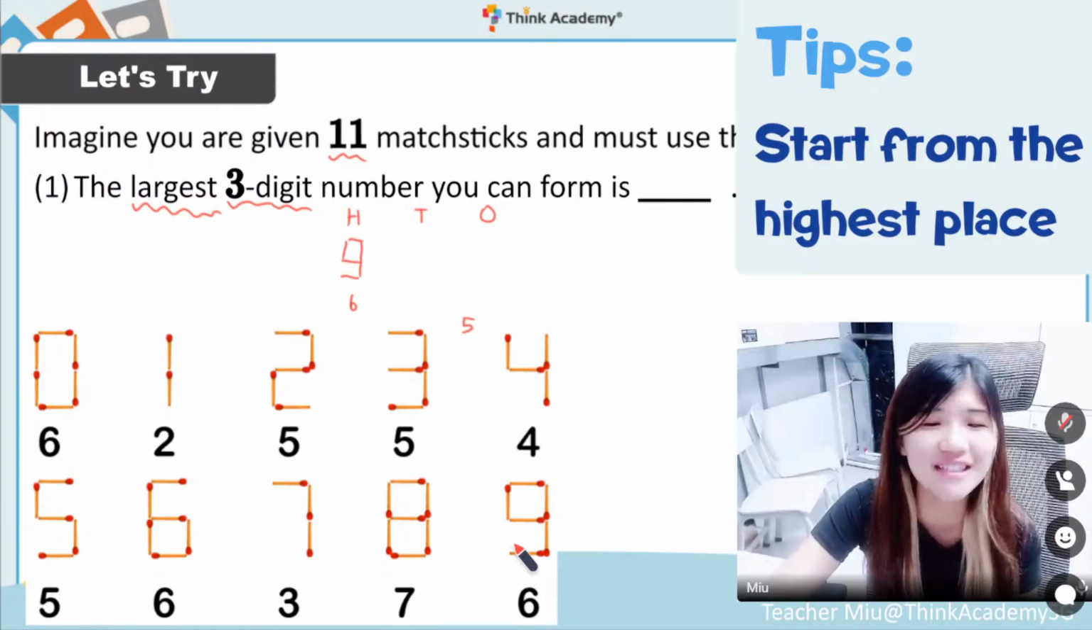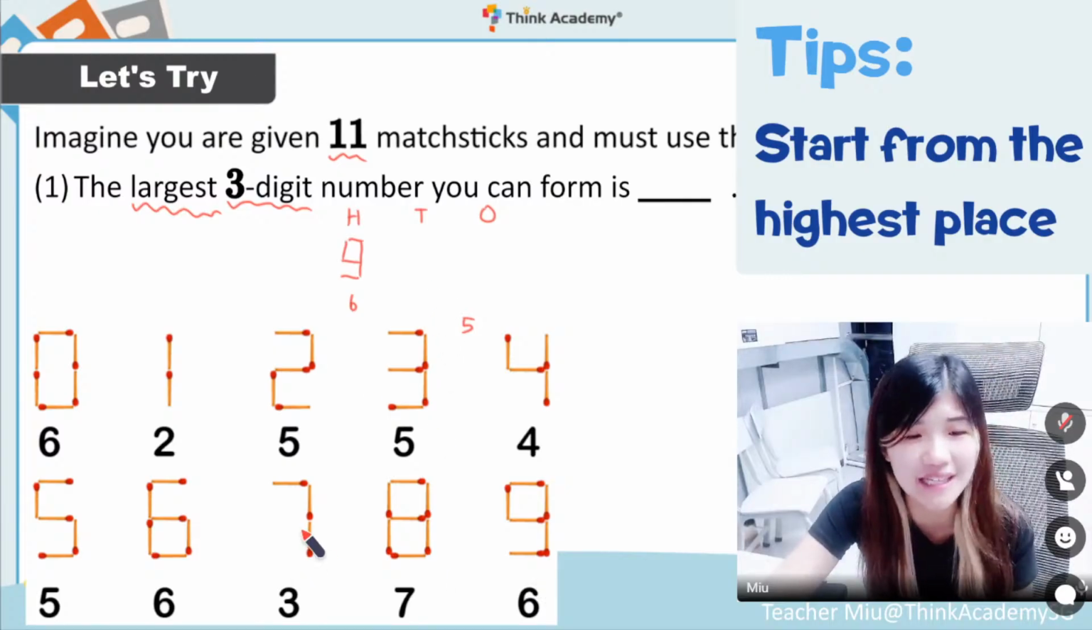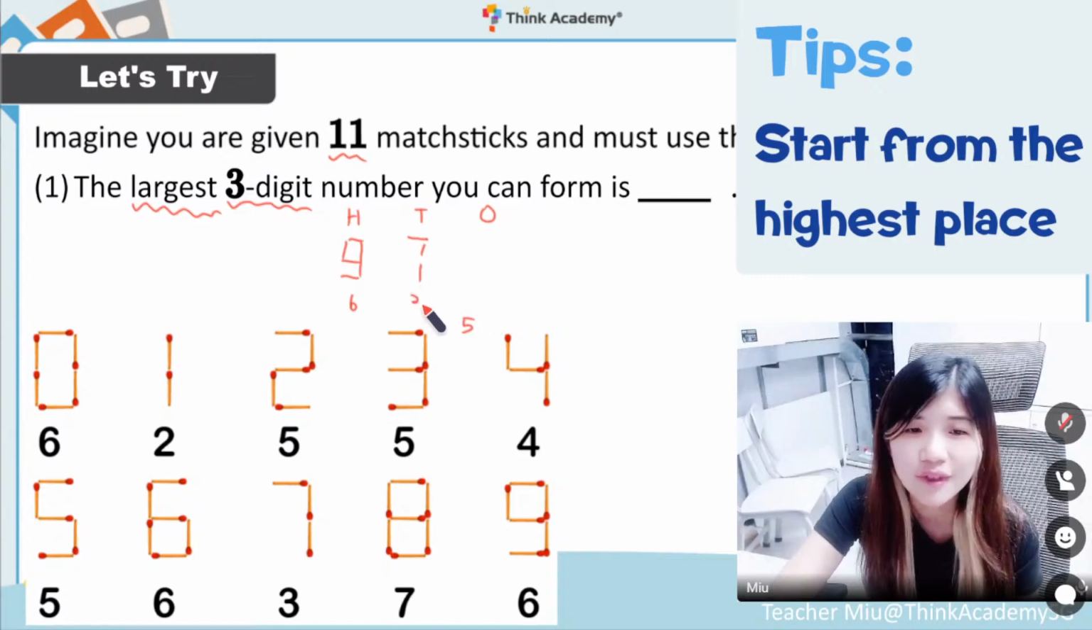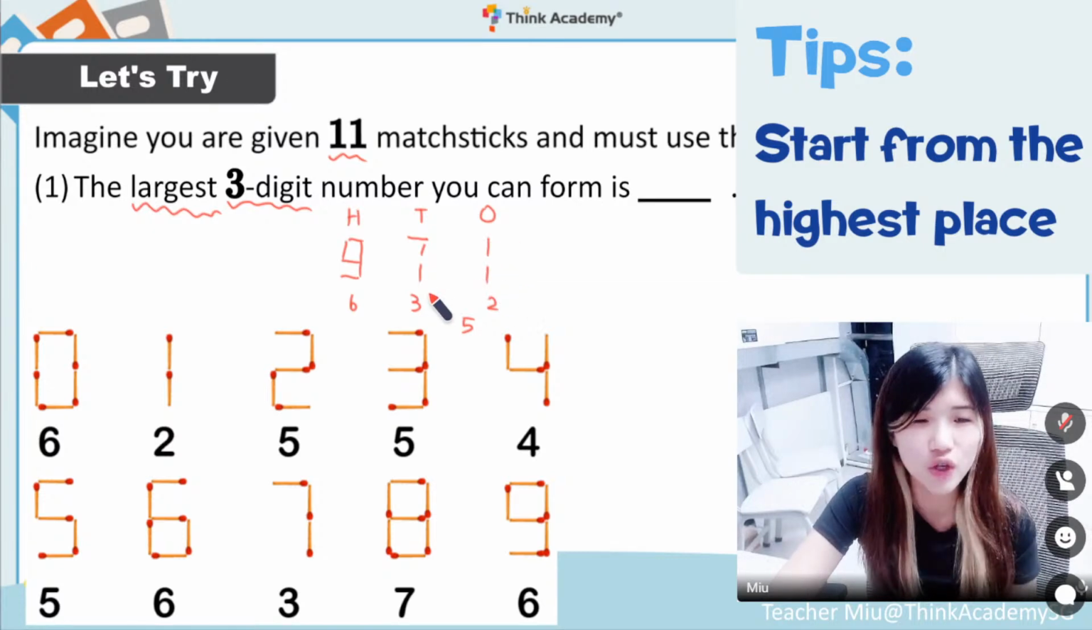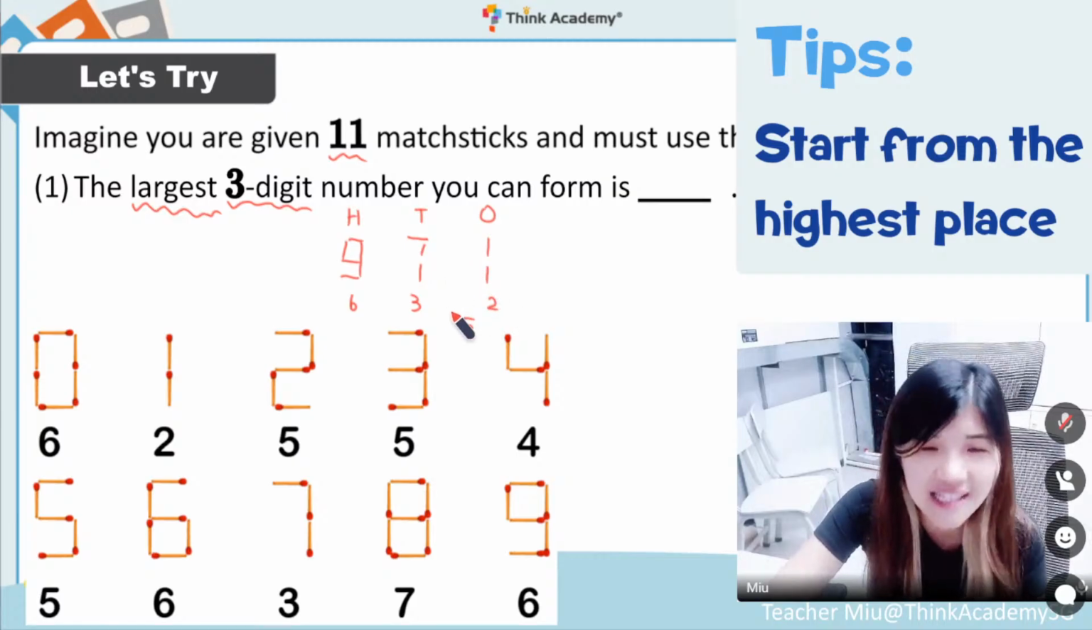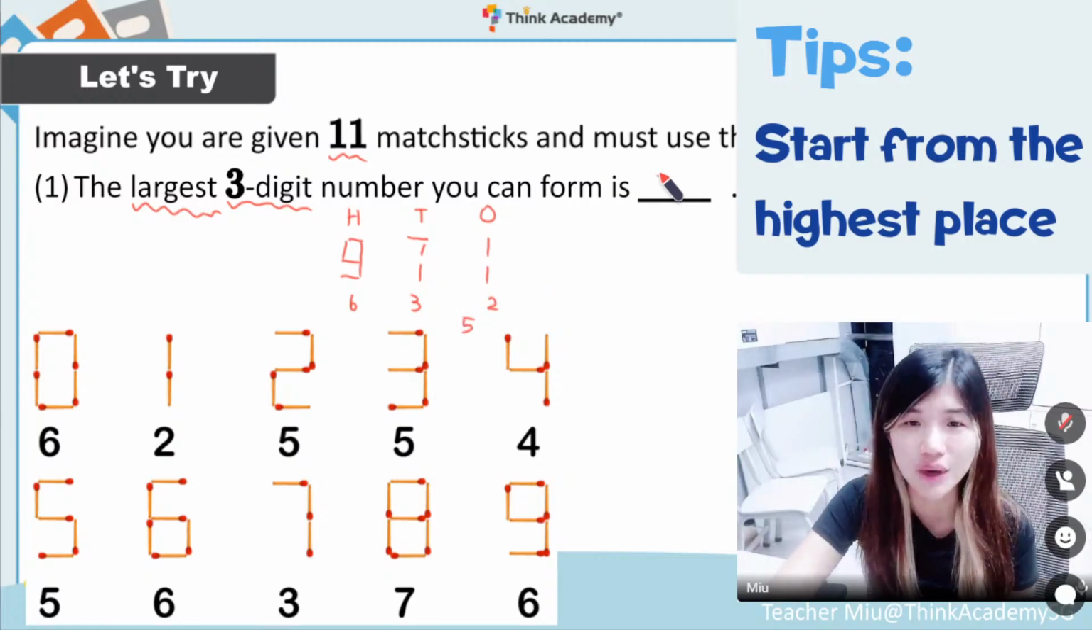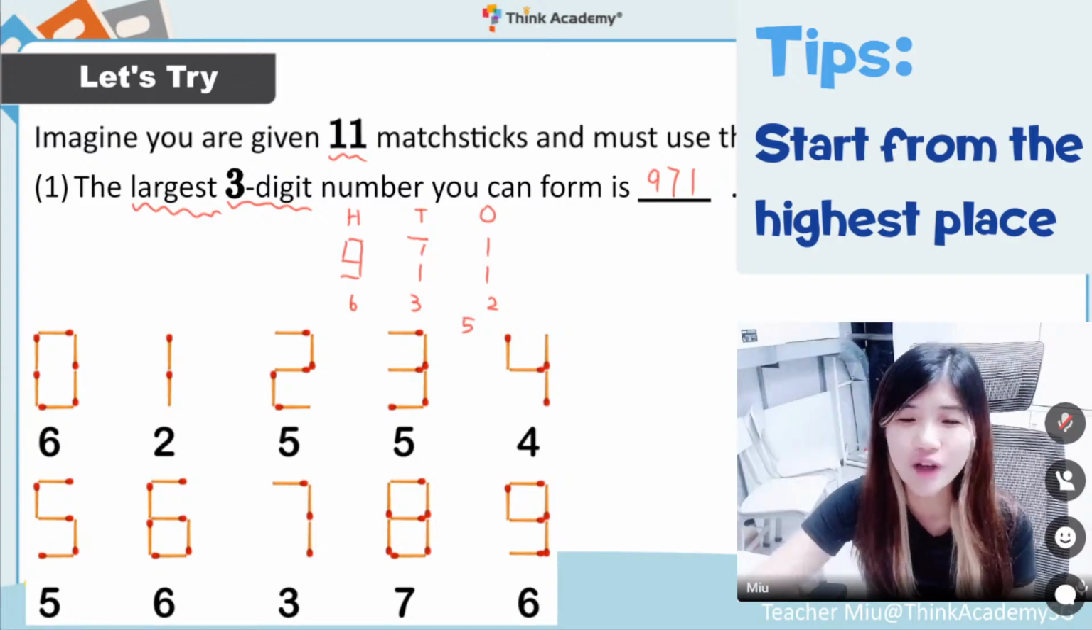Yes, then you can continue with the next possible biggest number, 7, which only uses up 3 matchsticks. Then you still have 2 left. What is the last digit you can make? That's 1. So this is the biggest possible three-digit number you can make: 9, 7, 1.